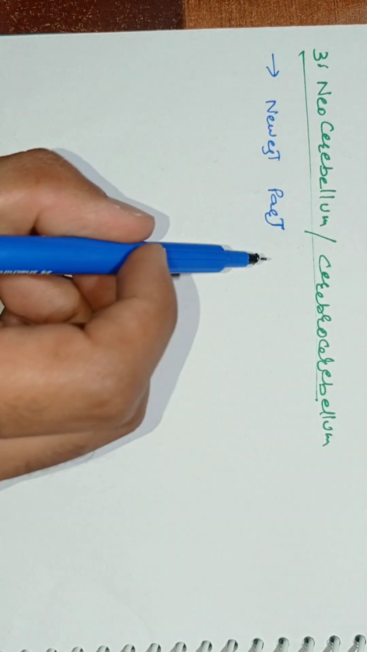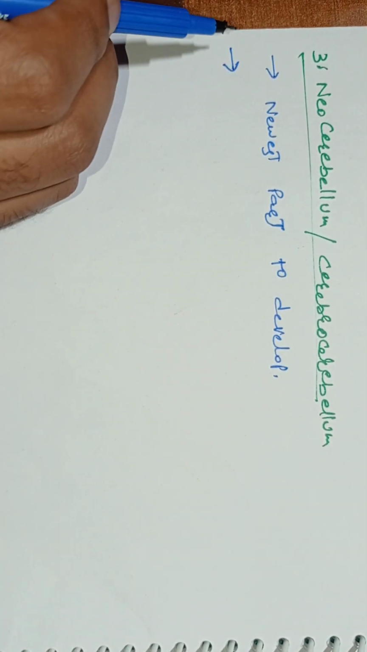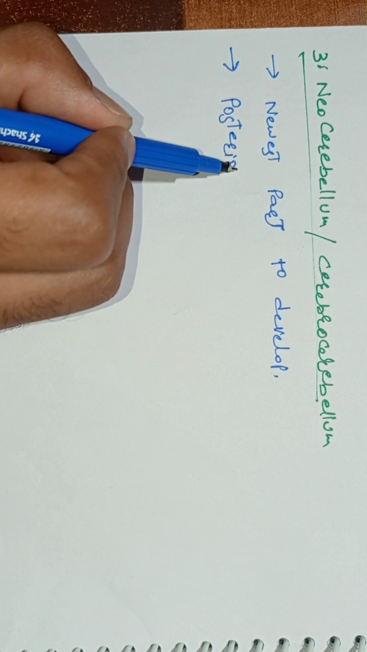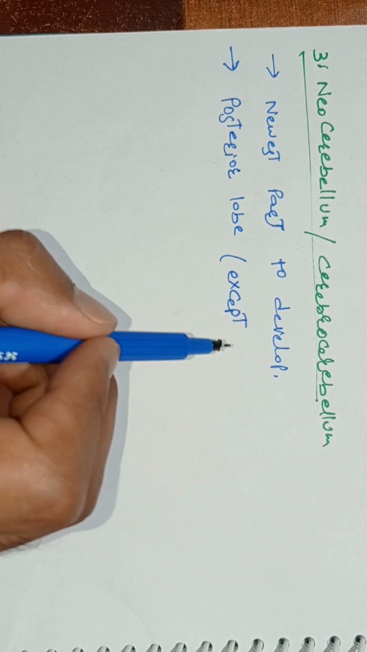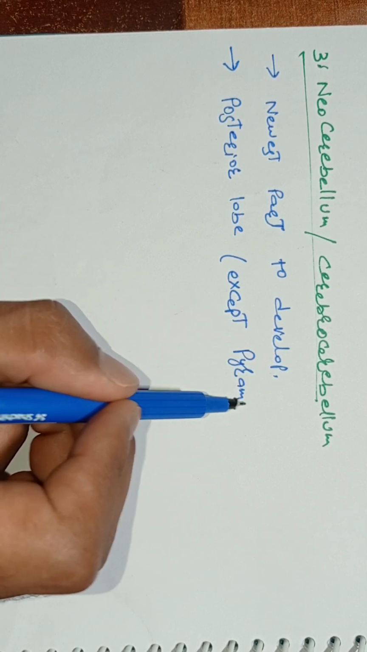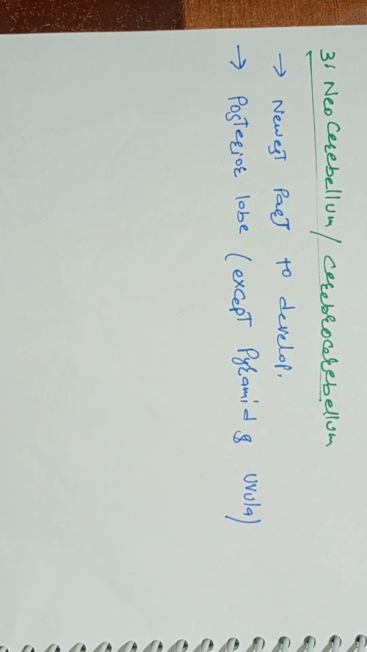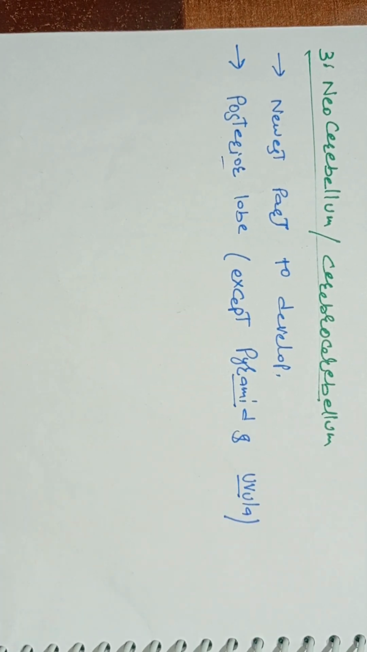The latest part of cerebellum that developed in evolution is this newest part to develop clearly. Number second point, it is made up of posterior lobe except pyramid and uvula. So number second point in this morphological division is it includes posterior lobe, except it does not include pyramid, it does not include uvula, because pyramid and uvula, these are the parts of paleocerebellum.